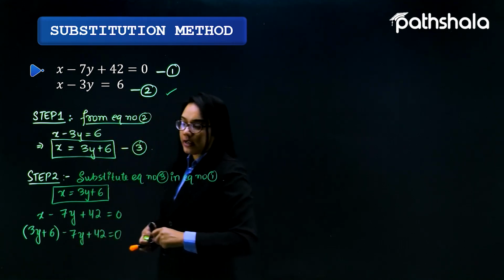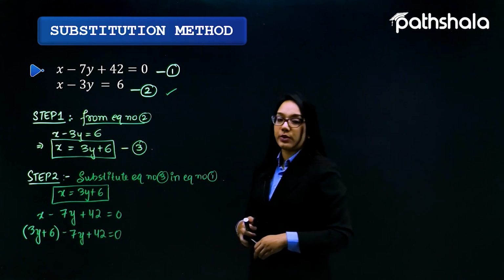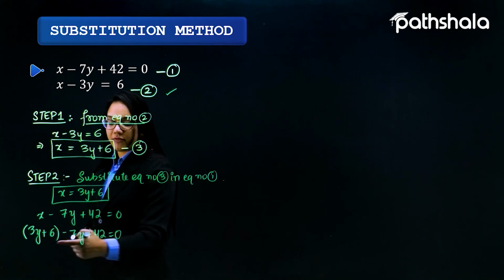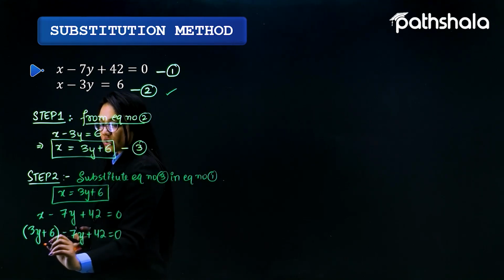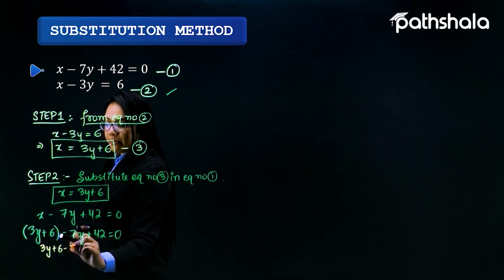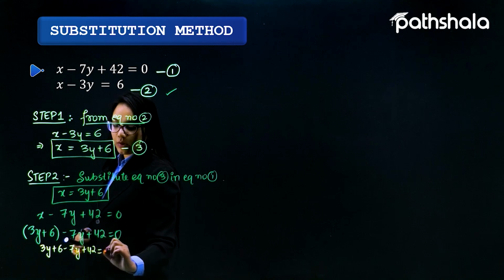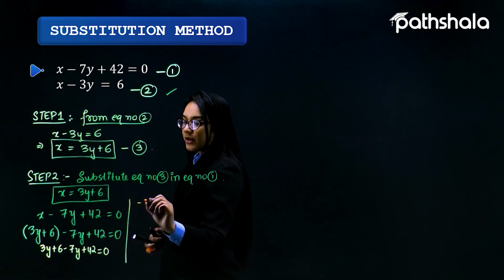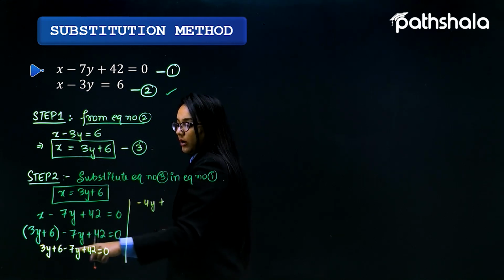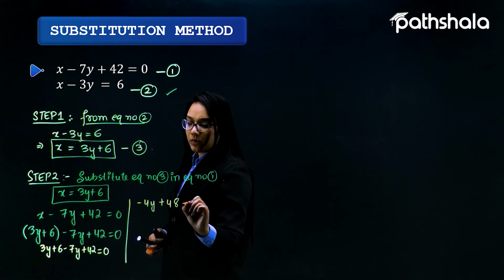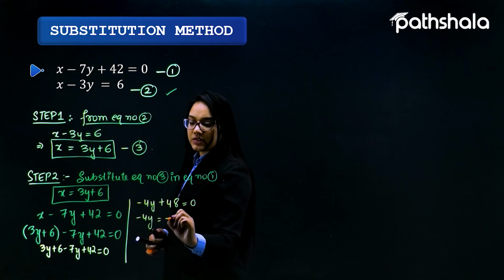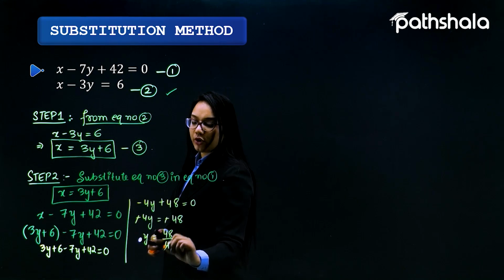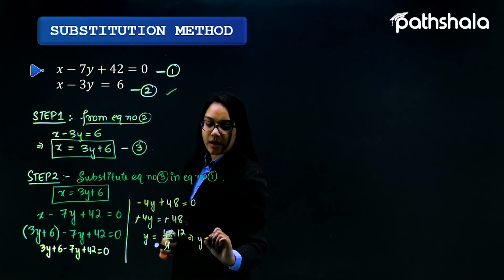Now the further step is to convert this into a linear equation in one variable. As you can see, we have this equation only in terms of one variable, which is y. So let's solve it. We have 3y plus 6 minus 7y plus 42 is equal to 0. It means we can write 3y minus 7y, which is minus 4y, plus 42 plus 6, which is 48, equal to 0. Now let's find the value of y. So minus 4y is equal to minus 48. Negative and negative cancel each other. y is 48 by 4. 4 into 1 is 4, 4 into 2 is 8, which means y comes out to be 12.